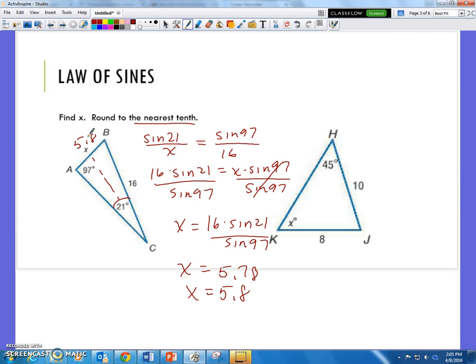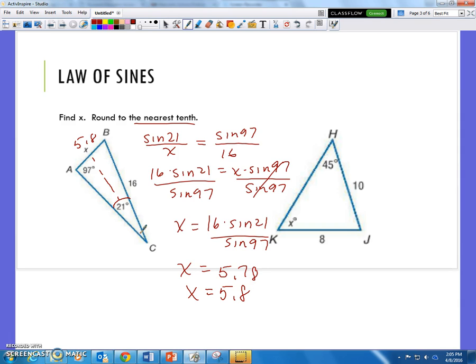Now let's think about the ratios here. If a 97-degree angle is across from the longest side, a 21-degree angle is going to be significantly less than across from the 97-degree angle. So that would make sense. Let's take a look at this next one here as well.